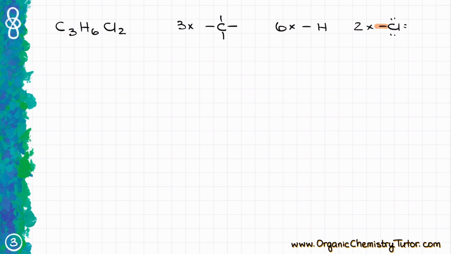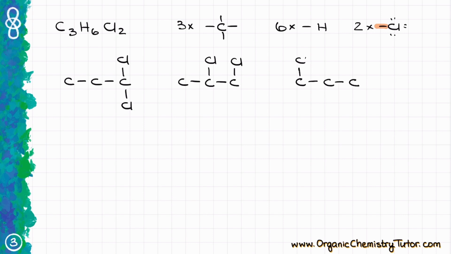So the first one will be something like carbon, carbon, carbon. Then let's say I'm going to add my chlorines to the end carbon. Then I can have a 3 carbon chain, but now I'm going to have 1 chlorine in the middle, 1 chlorine to the right. I can also have a 3 carbon chain where I have chlorines connected to the end carbons, and finally I can have one last constitutional isomer, I should say, where my chlorines are both sitting on the middle carbon like that.